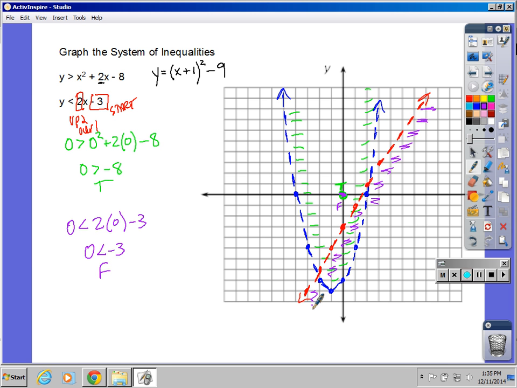And then I'm looking for where the two lines intersect. That would be where the green and the purple are shaded. That's my final region.